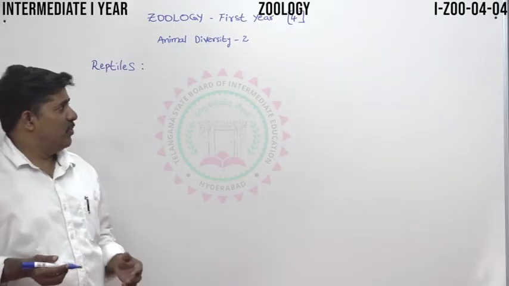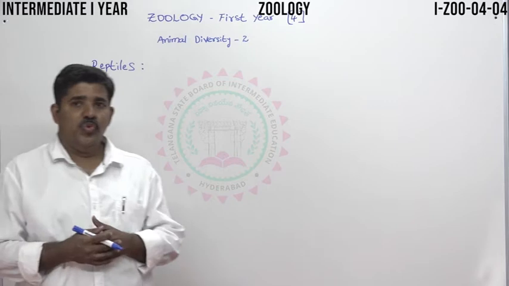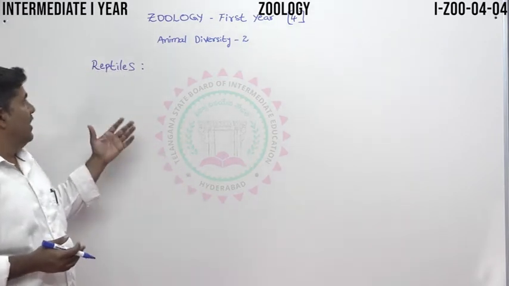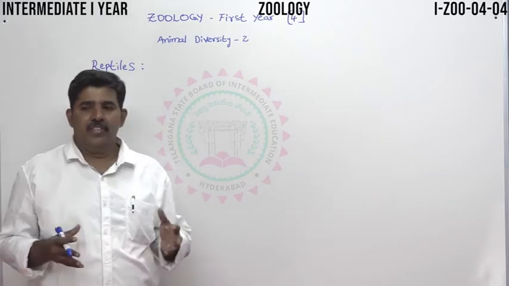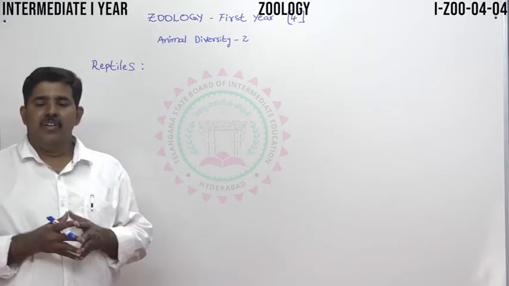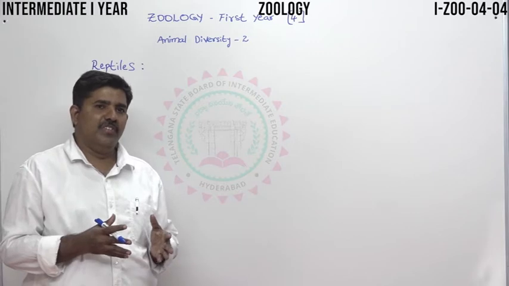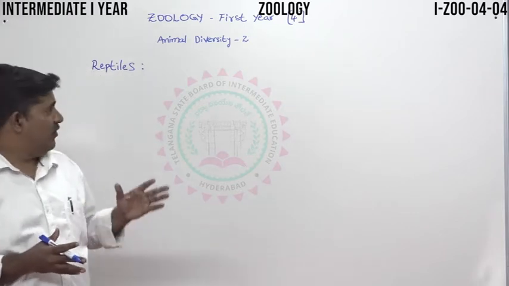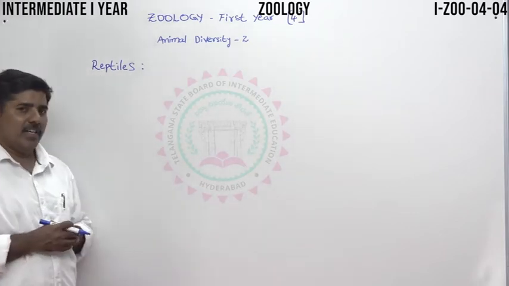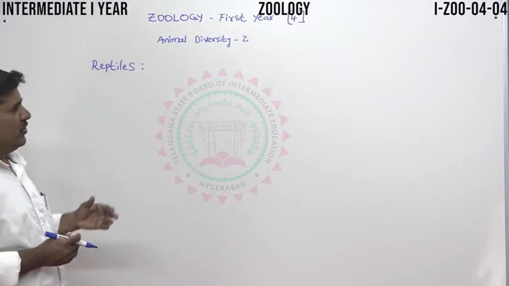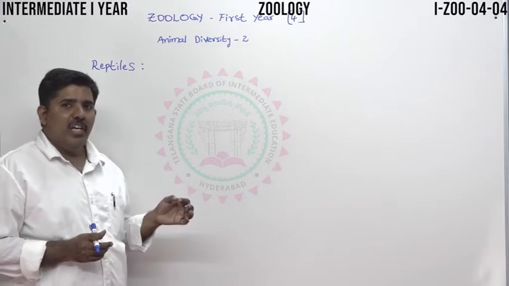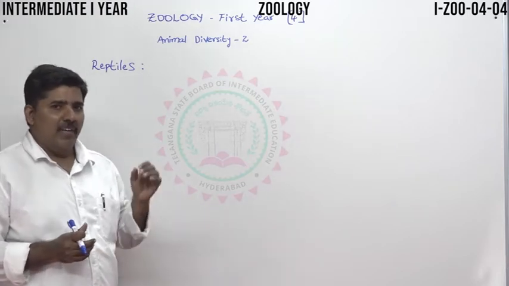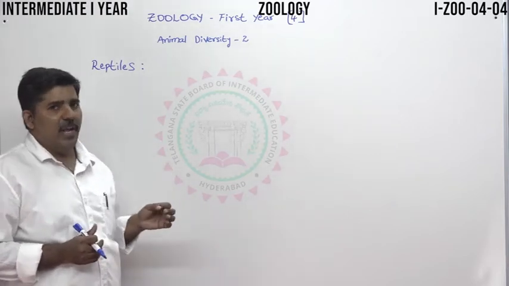So today we discuss animal diversity, and in this way we discuss the reptiles. In the previous class, we discussed some general characters of the vertebrata, the fishes and amphibians. Today we discuss the general characters of the reptiles. Reptiles are the first to live successfully on land. So this is the special feature of the reptiles.